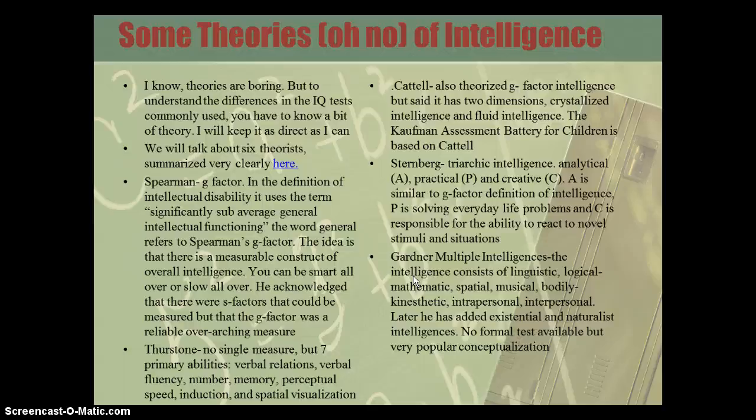Then there was Cattell. Cattell also talked about G factor intelligence, but he said there were 2 parts to it: crystallized intelligence and fluid intelligence. Crystallized intelligence being the things that you know, and fluid intelligence being how you use what you know. The Kaufman assessment battery for children is based on Cattell's theories.